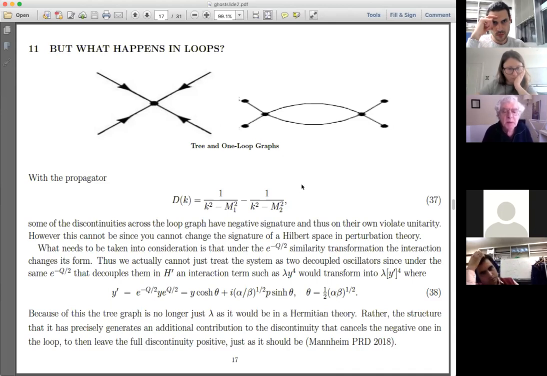So that's what happens in loops. Now, why must it happen? Because once I've quantized the theory, in perturbation theory, I can't change the signature of the Hilbert space. So I must stay in a positive norm space, but it just doesn't appear that way until you start combining and calculating the S matrix. Okay, so that's how the theory works.